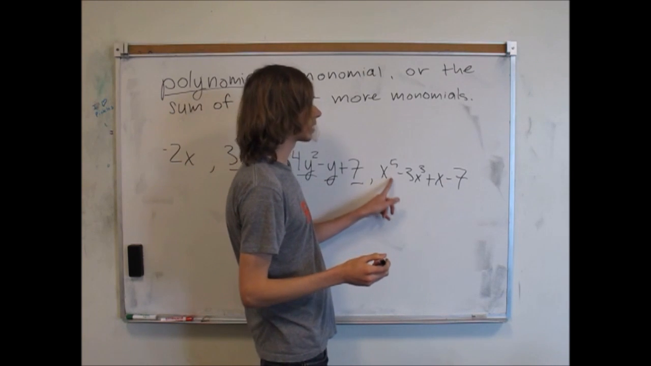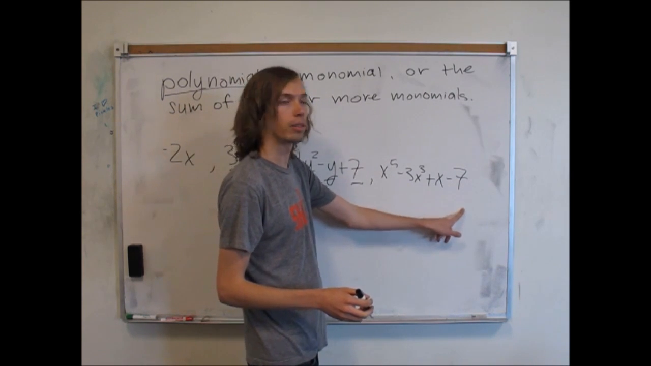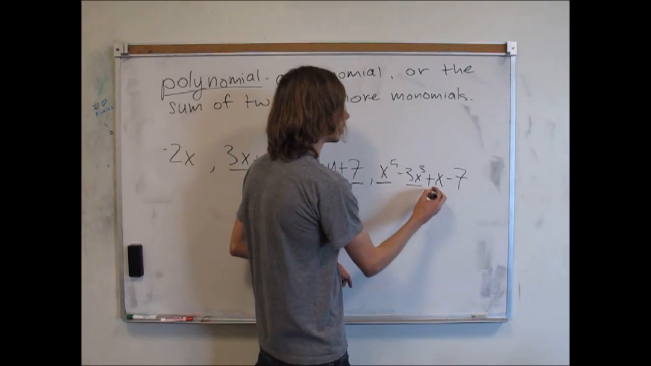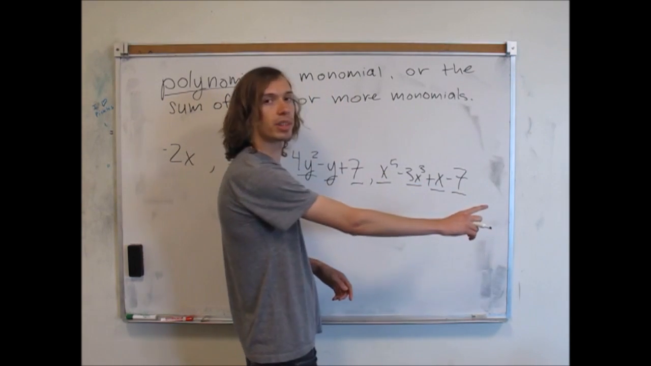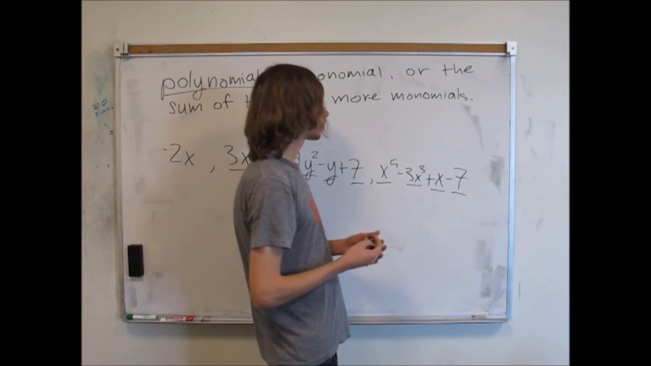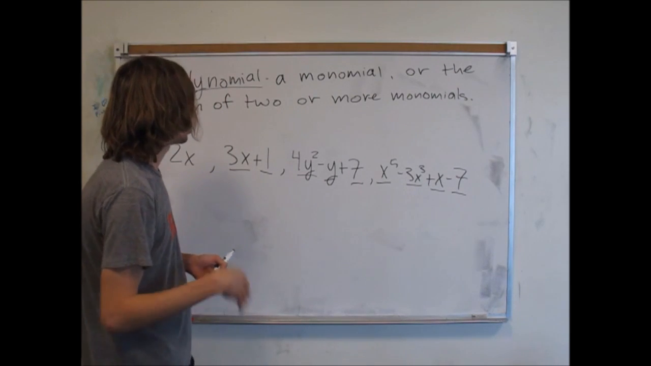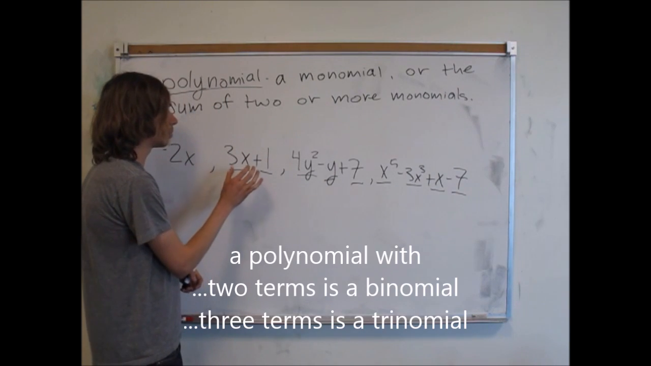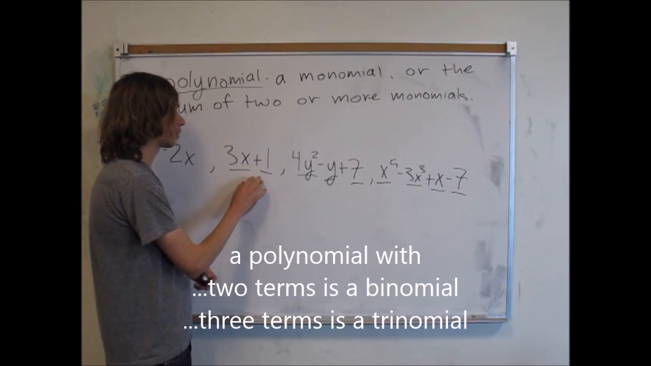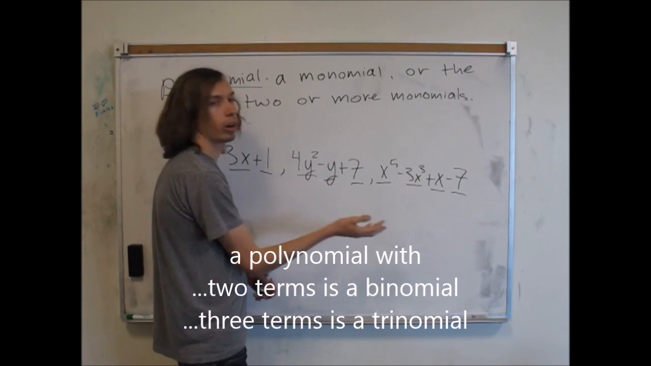Over here, we've got x to the 5th minus 3x to the 3rd plus x minus 7, right? So this is going to be 4 monomials within this polynomial, and so this is a polynomial with 4 terms. Also, it might be good to know that a polynomial with 2 terms is often referred to as a binomial. One with 3 terms is often referred to as a trinomial.